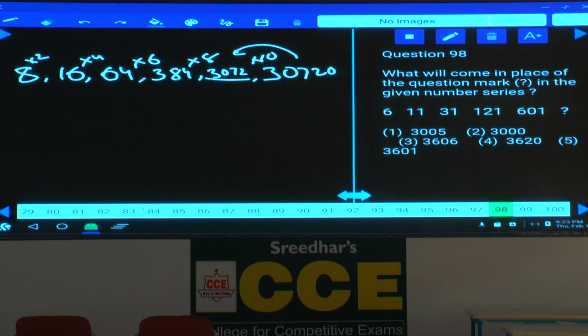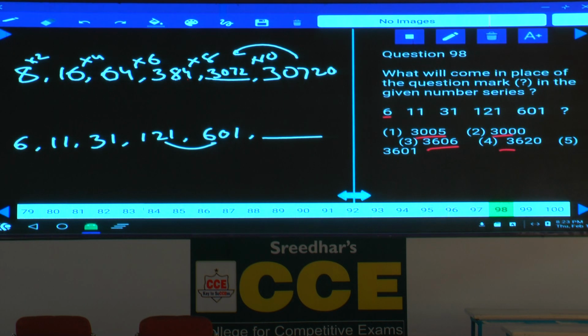Then 98. 6, 11, 31. Tell me which category it comes under? Now starting with 6, and the choices, if you observe, they are ending with 3000. As the numbers are increasing at a very faster rate, it must be under either product or combination only. 31, 121 and 601. In the case of product, it is not possible because 6 and 11 cannot be related, hence it must be under combination. And in the case of combination, we should always check the highest pair. Now 121 and 601, how can you relate these two? 121 into 5, how much?